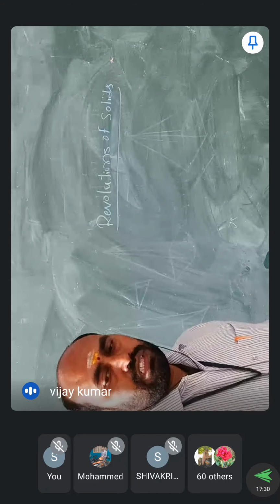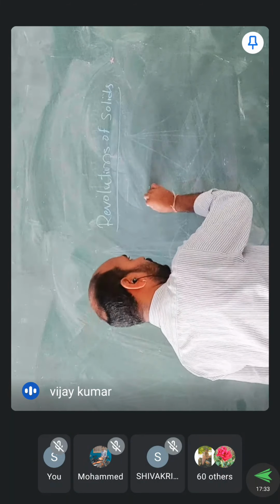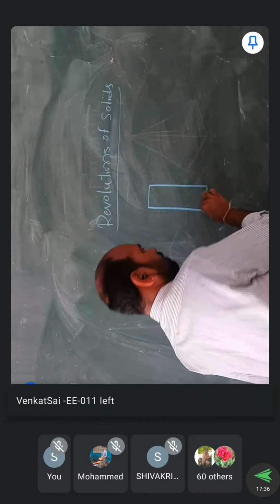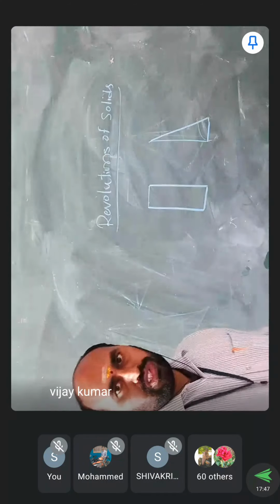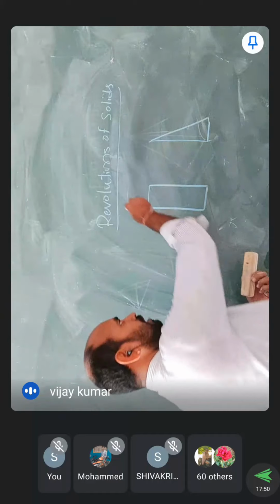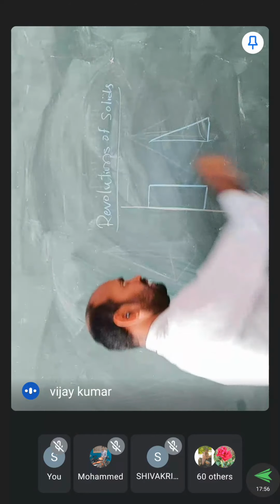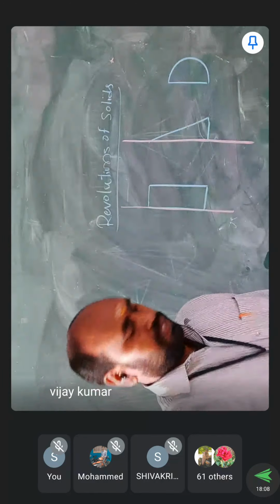Revolution of the solids means, for example, there is a rectangular plane and there is an isosceles triangle. This is called an isosceles triangle. I am taking one of the longer edges on a thread. One of the longer edges is on a thread, and in the other one also one of the longer edges is on a thread. In some cases, a semicircle is also a plane, and the edge of the semicircle is also on the thread.